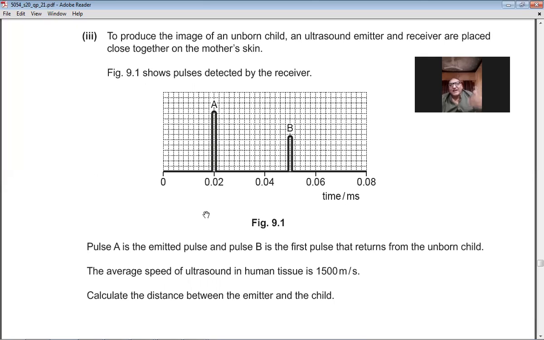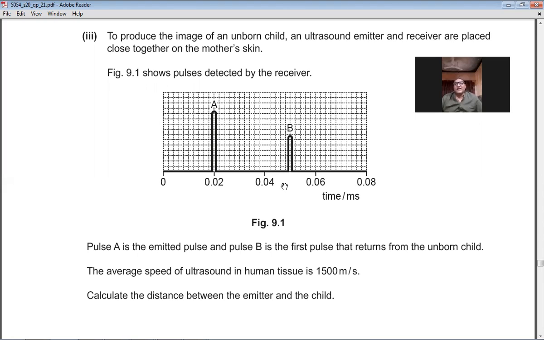So you send a pulse of ultrasound at 0.02 millisecond, and its echo or reflected ultrasound was received at 0.05 millisecond. So how much time did it take for the ultrasound to go and come back to the detector? It took 0.03 millisecond. And you know, millisecond means 1/1000 of a second.